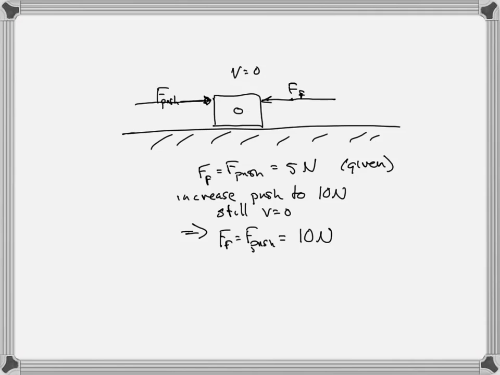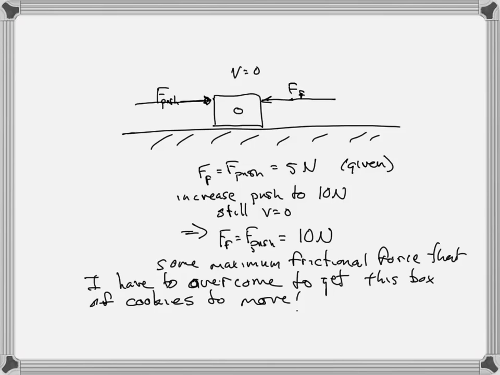Let's say I push with 15 newtons and it doesn't move. Then what? The frictional force must get bigger, right? So the frictional force is continually going to equal and oppose the pushing force until what? Until I push hard enough to get it moving. So what that tells me is that there is some maximum frictional force. Obviously, if I push hard enough, I'm going to get this box of cookies moving. So the frictional force must always be equal and opposite to the force that I'm pushing with, if it's not moving, until I get it moving.